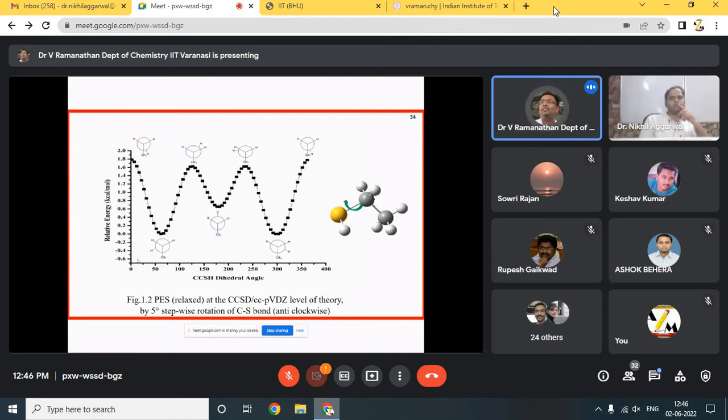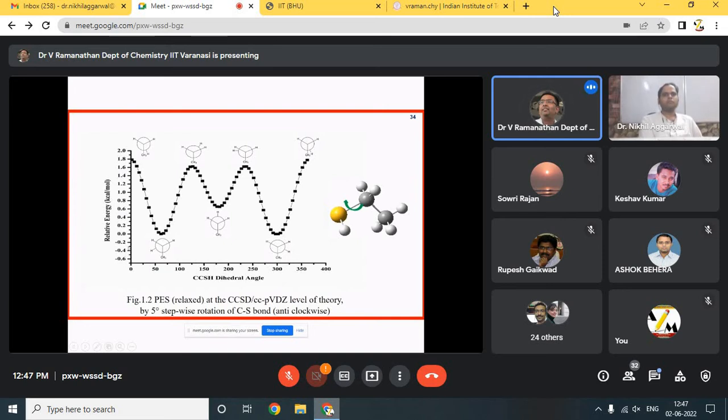Whereas if you change the dihedral angle by rotating this CS bond, you see 3 minima are observed, but the first minima and the third minima are exactly the same. I will not say identical, but from an NMR point of view, they are the same. Whereas this anti-conformer is a slightly different conformer, so its energy is also slightly different from the other 2 minima.